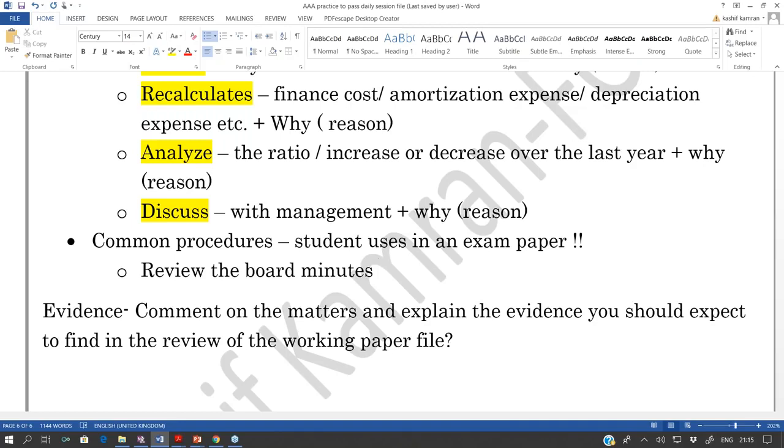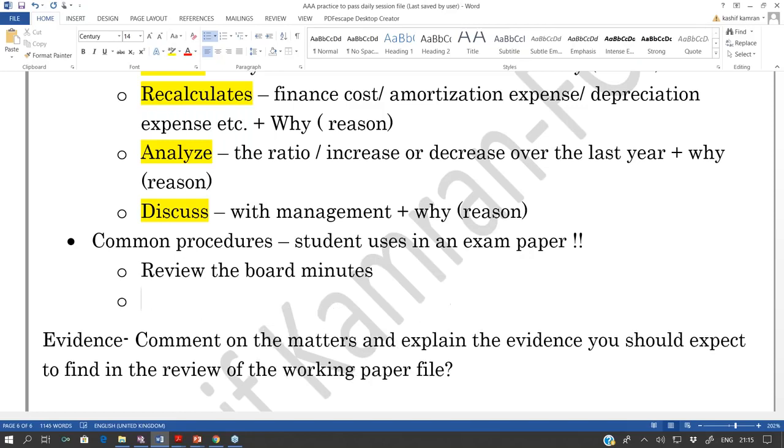I need to be critical here: will you score a mark when you write review the board minutes? And how can you gain your marks? So let's do the criticism of review the board minutes. Then there is another procedure you write in exam paper, which is to obtain a representation letter. Is that true, that a lot of the time you obtain a representation letter? That's the second most favorite procedure of a student in exam paper. So I need to be critical of that, when to use it, when not to use it.